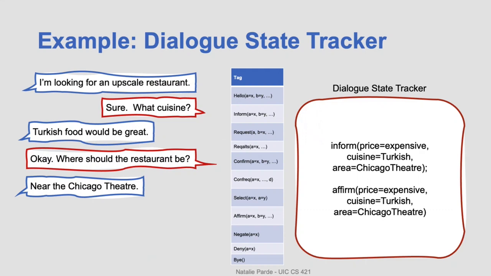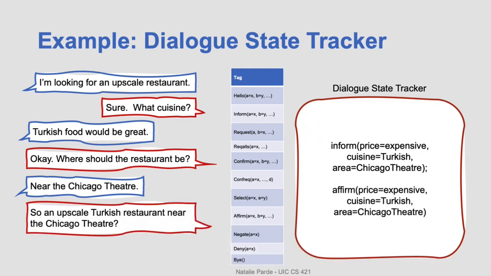Finally, the system decides it probably has enough information to perform the requested task. It creates an affirm act and fills it with the slot values that it knows to make sure it hasn't interpreted anything incorrectly. The user confirms that this information is correct, and the dialog terminates.